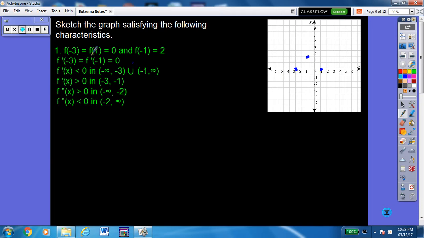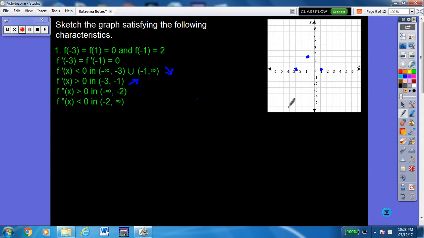The next thing I notice is it tells me that the derivative at -3 and at -1 both equal 0. So that tells me that at -3 and at -1 I'm going to have some sort of flat horizontal section of the graph. Now, the next piece of information says that the first derivative is negative from -infinity to -3 and from -1 to infinity. So when I read first derivative is negative, that tells me that my function must be decreasing, and when the first derivative is positive, the function must be increasing.